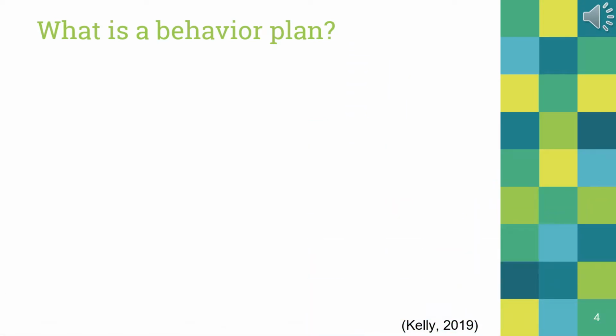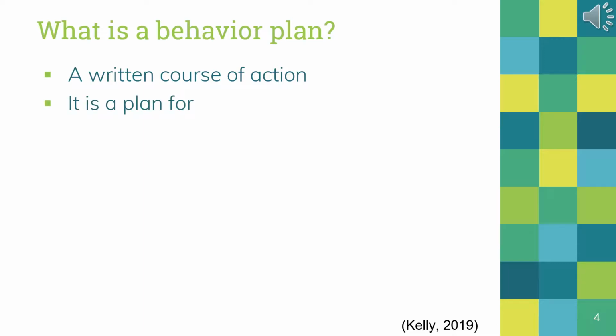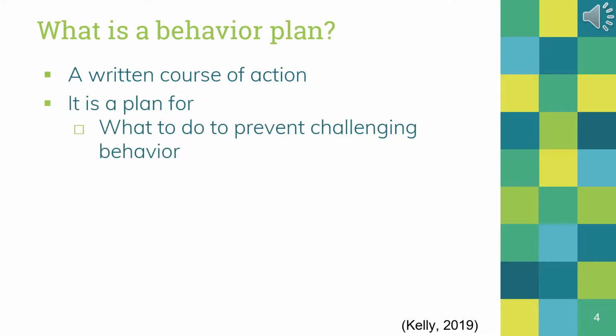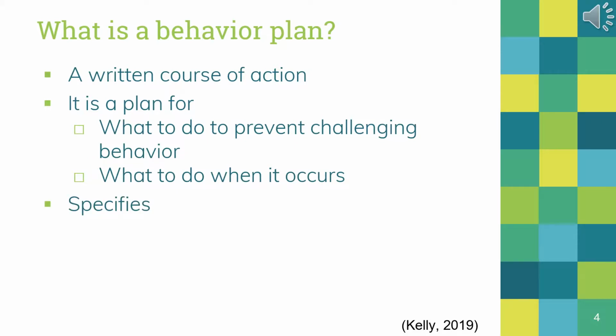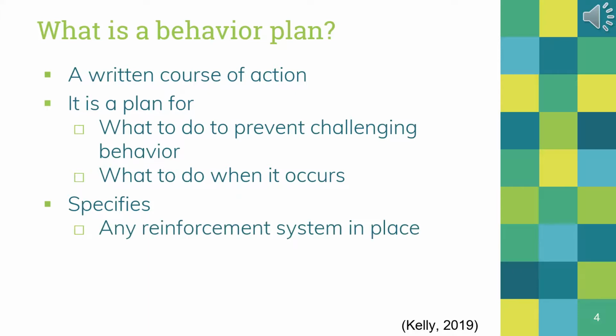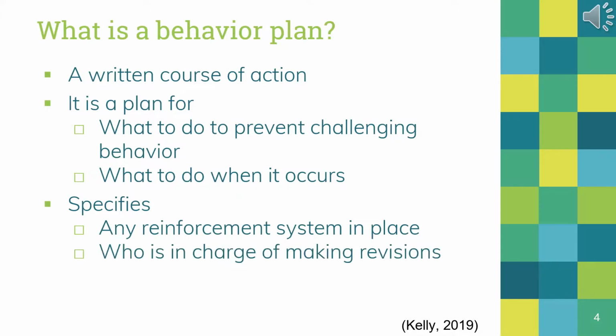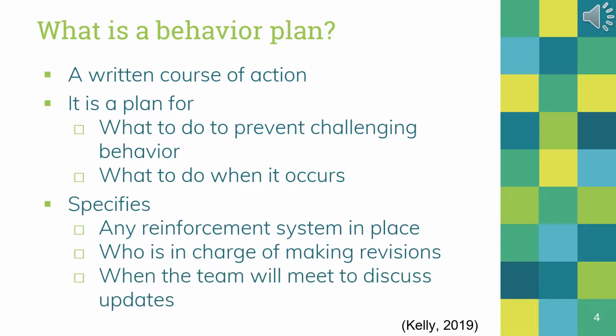What is a behavior plan? It should be noted that behavior intervention plan is used interchangeably with behavior reduction plan. So a behavior plan is a written course of action. It is a plan for what to do to prevent challenging behavior and what to do when it occurs. A behavior plan should specify several things. First, it should specify any reinforcement system that is in place, as well as who's in charge of making revisions, and last, when the team will meet to discuss updates to the plan.